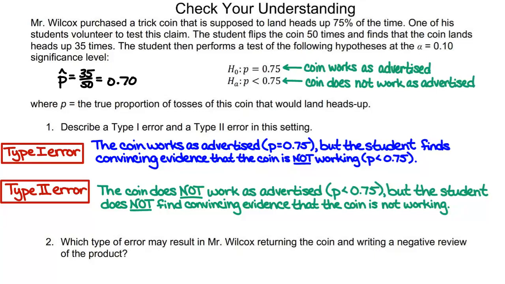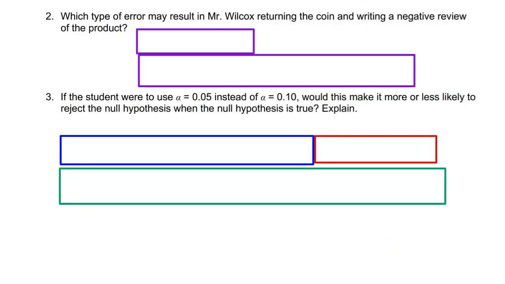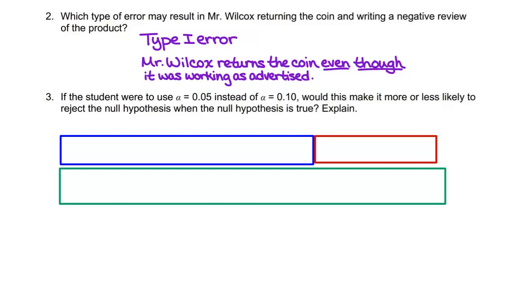A type 2 error. What would be the impact of that? Yeah, you continue to use this trick coin, but it doesn't actually work as advertised. Do you think over time they'd figure that out? Over time. All right, so type 1 error here. We return the coin. Mrs. Bolliton returns the coin even though it was working as advertised.